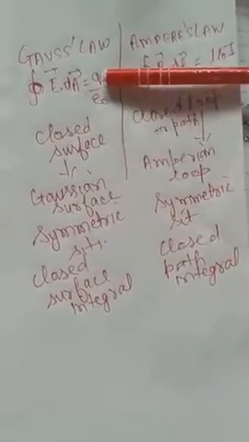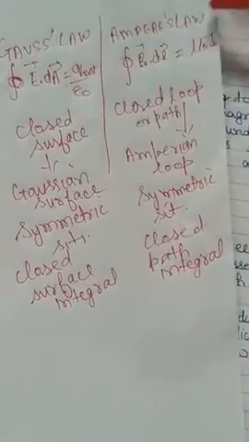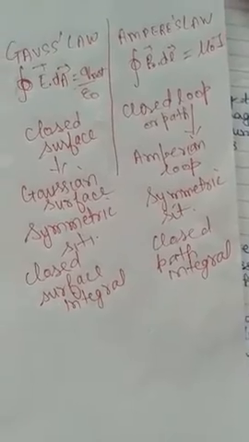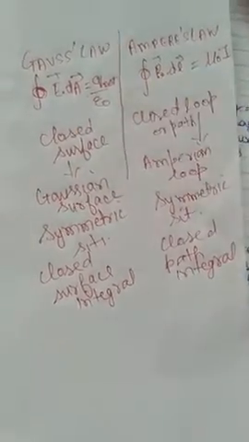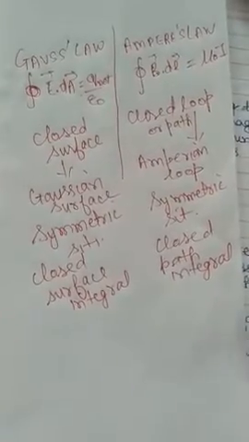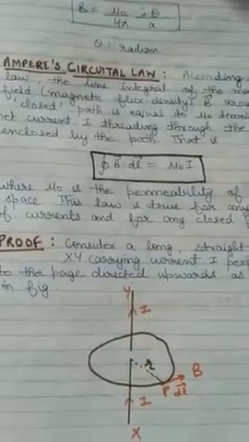And here we have Q net by epsilon naught, that is the charge enclosed by the surface, and here we have the current threading through that closed path. So these are the similarities and differences, the comparison between Gauss law and Ampere's law. Now we'll see the proof of this statement.